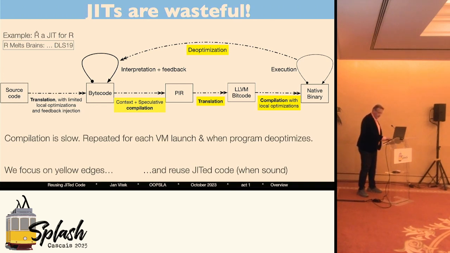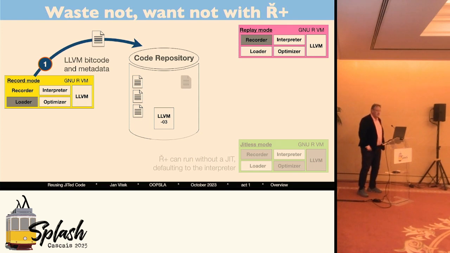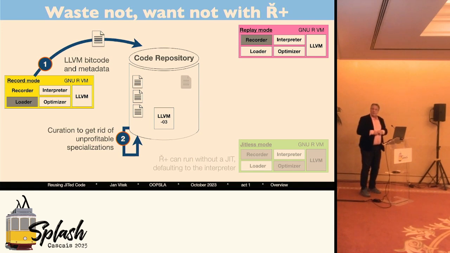So our goal in this work is to avoid repeating the work on these yellow edges. And for this, we built an experimental version of sh. Let's call it sh plus. Basically, you run the system first in a record mode where it does what it does, but it also records every compilation. It records some metadata and what bitcode you generated, and sends the code to a repository. And within the repository, we do some curation, get rid of duplicates, and so on.